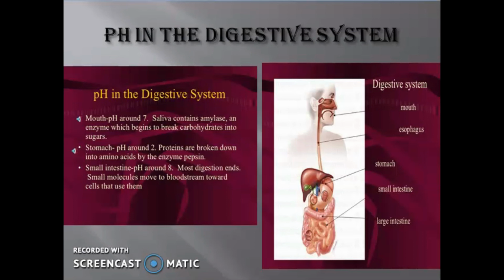pH in the digestive system. The pH in the digestive system starts from the mouth, with pH around 7, where saliva contains amylase, an enzyme which begins to break carbohydrate into sugar. In the stomach, pH is around 2, where proteins are broken down into amino acids by the enzyme pepsin. In the small intestine, pH is around 8, where most digestion ends. Small molecules move to the bloodstream toward cells that use them.